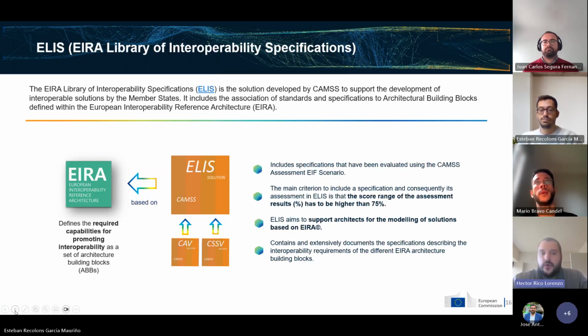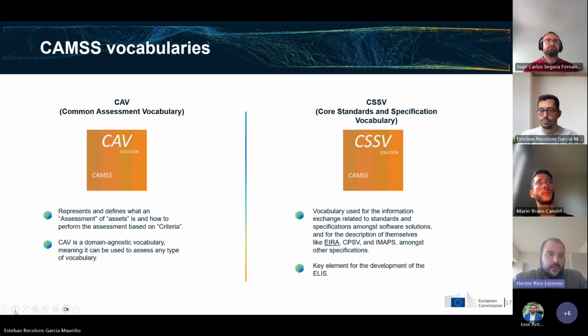For that purpose, it is exposed through the Cartography tool, which is maintained by the EIRA action. At that point, basically what the users can do with that is check if the ABBs that they are implementing have any recommended specification and then select from there the specification that better fits their needs. So this is the summary of the ELIS library. We can move forward to the vocabularies.